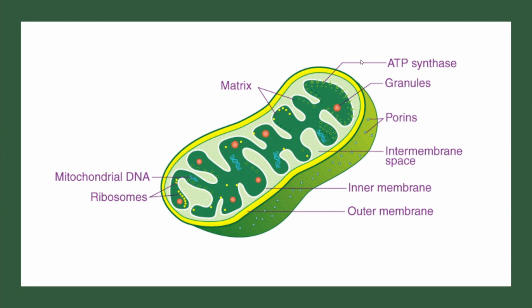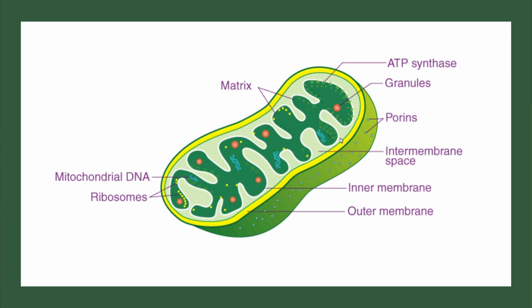Here we have a labelled diagram of the mitochondrion. We have small green dots that are ATP synthase, red dots are granules, and the small blue dots are porins. You don't need to know the first three. Then we have the intermembrane space. You have your inner membrane, which is basically your cristae, your membrane folds. And you have your outer membrane. And then you have your ribosomes, your mitochondrial DNA, and you have the matrix. These are the labels you need to know.